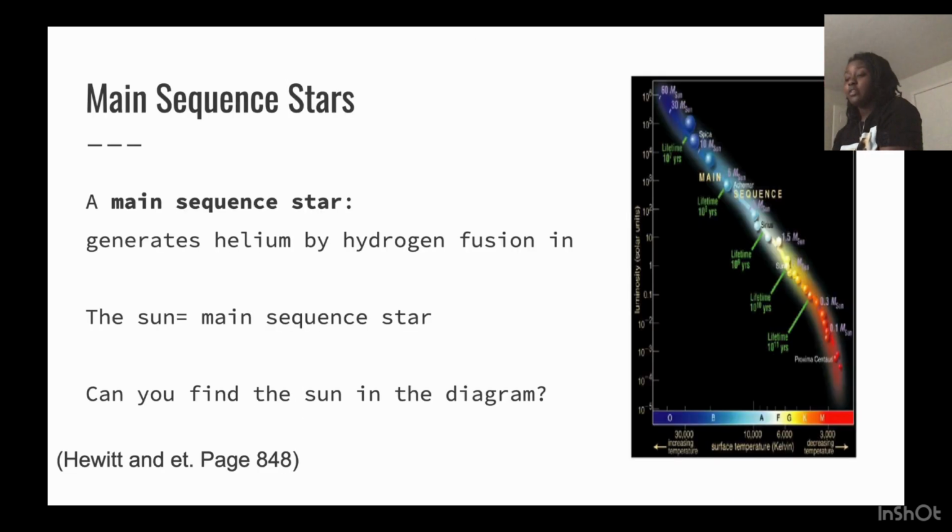So let's talk about a main sequence star. A main sequence star generates helium by hydrogen fusion in the core. The sun is a main sequence star. Can you find the sun on the diagram? As I said on the previous slide, the sun is in the yellow area of the line. The sun is easier to find on this diagram because it only has the main sequence stars, so only the stars that are in the middle. So it's the yellow, it says sun.